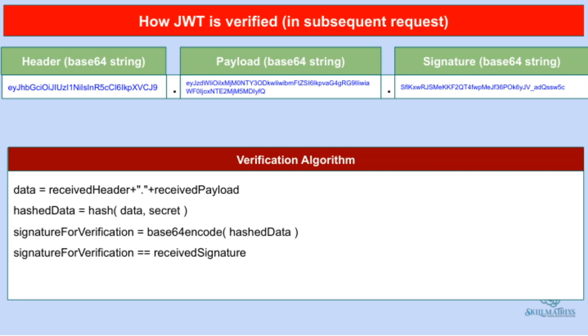Next, we have the payload, which contains the claims. These claims are essentially statements about an entity, like the user, and can include things like user ID, roles, or permissions. This is the core data that the token carries. Finally, there's the signature, which is created by encoding the header and payload, then signing them with a secret key or private key. This signature ensures the token hasn't been tampered with.